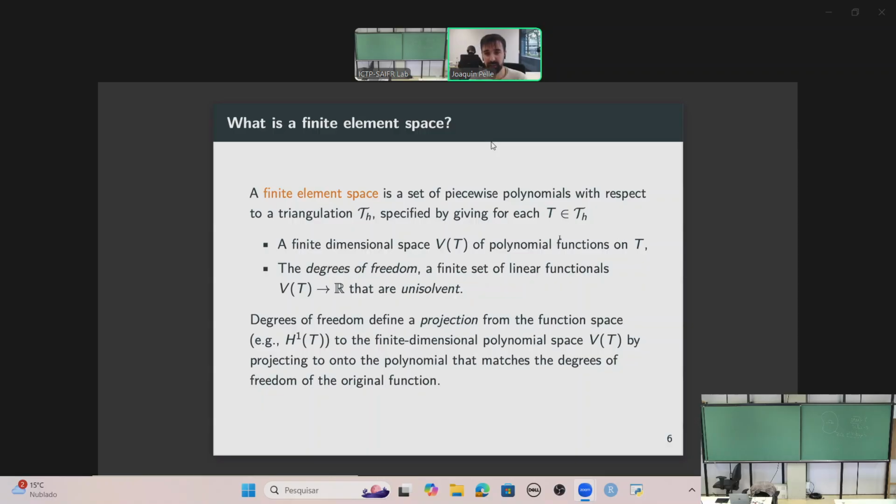And not only that, but also a set of what is called degrees of freedom, which is a finite set of linear functions that take these polynomials and map them to R. That's why they are linear functionals. So essentially they live in the dual space to this function space. And they have the property that they are unisolvent.